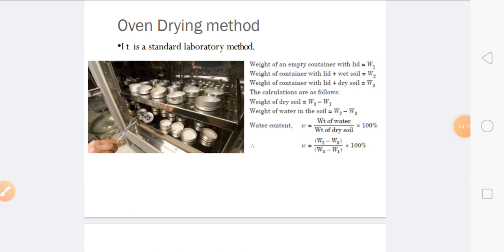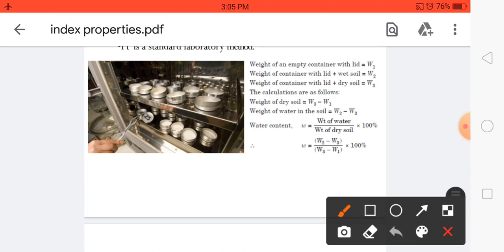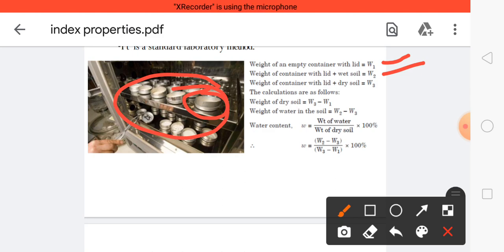First take one container and determine the weight of the empty container and take that weight as W1. Now take wet soil into this container and note down the weight and take that weight as W2. Now put this container in an oven maintained at 105 to 110 degree centigrade, and see here the lid should be open. Don't close the lid, otherwise the water will not evaporate.